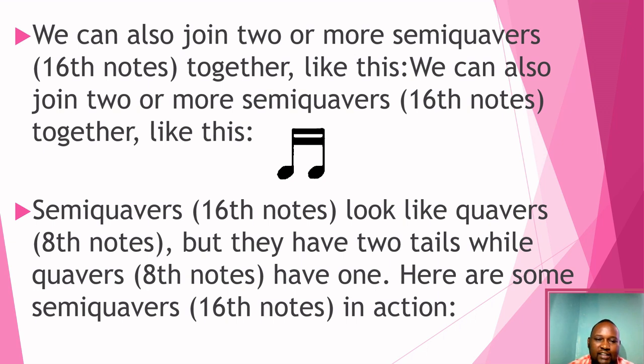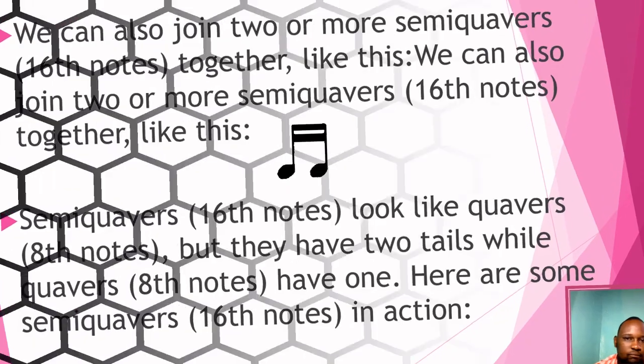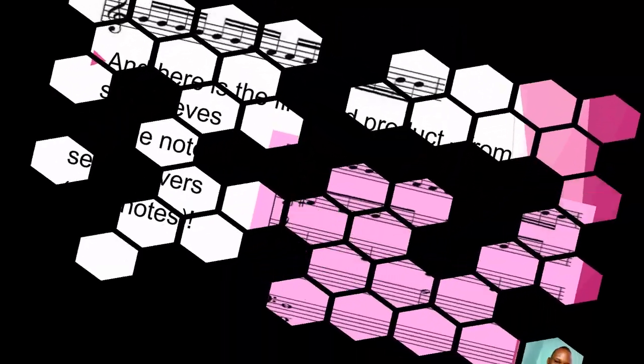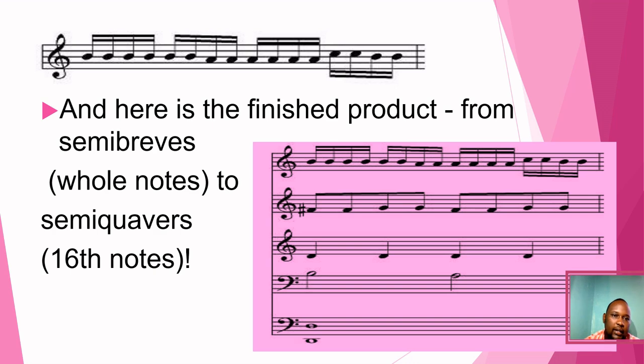Here are some semiquavers or 16th notes in action. Here you can see we have 4 semiquavers beamed together, 4 semiquavers beamed together, 4 semiquavers beamed together. And here is the finished product from semi-breves or whole notes to semiquavers or 16th notes. As you can see here, we have semi-breves that is equal to 4 counts.